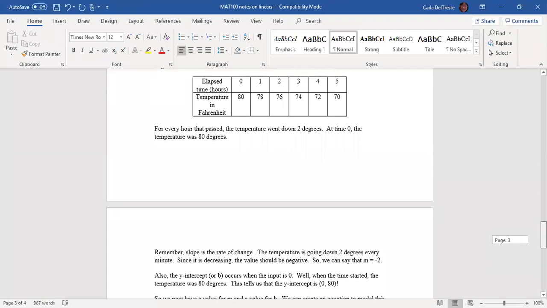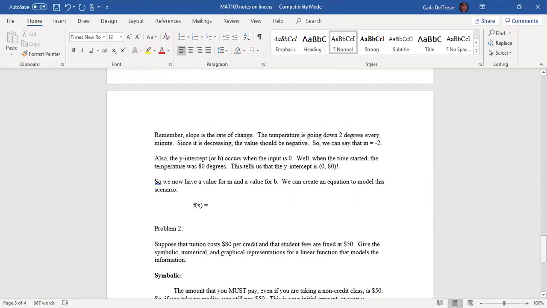So at the beginning, at the start, those are the indicator words that are going to tell you about y-intercept, we had 80 degrees. So our y-intercept is going to be 0, 80. Do I have enough information to come up with the function for the air conditioner? Well, I have a slope, -2. I have a y-intercept of 0, 80. So the equation for the air conditioner is going to be -2x plus 80.